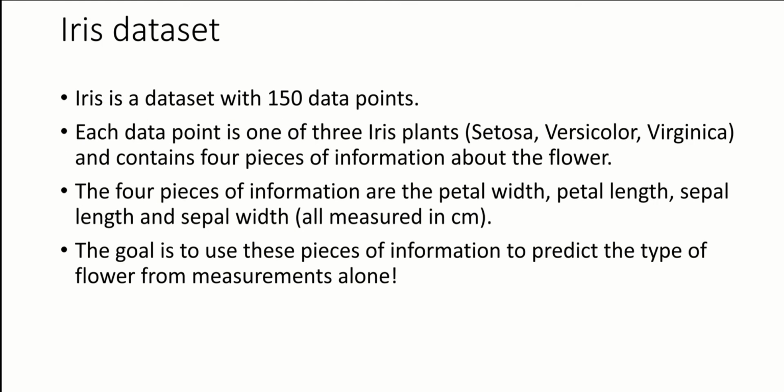So what is the iris dataset? It's a dataset of 150 data points, divided into three groups with three different types of iris plants: iris setosa, versicolor, and virginica. There are four pieces of information, the features about each flower: the petal width, the petal length, the sepal length, and the sepal width. These are all measured in centimeters.